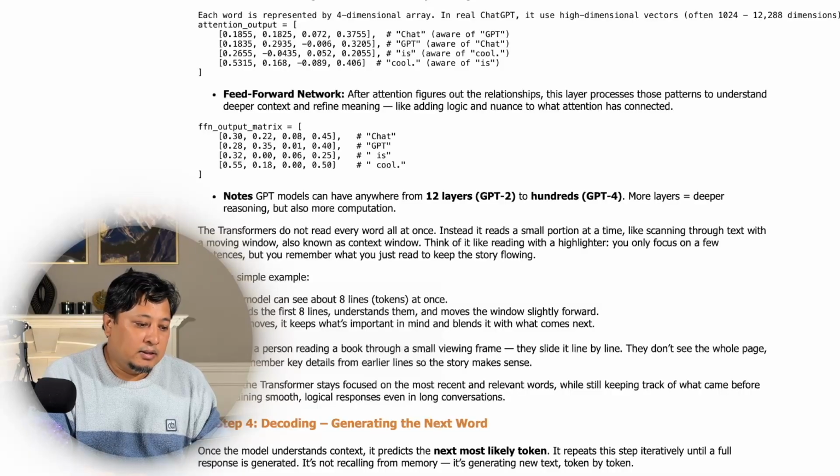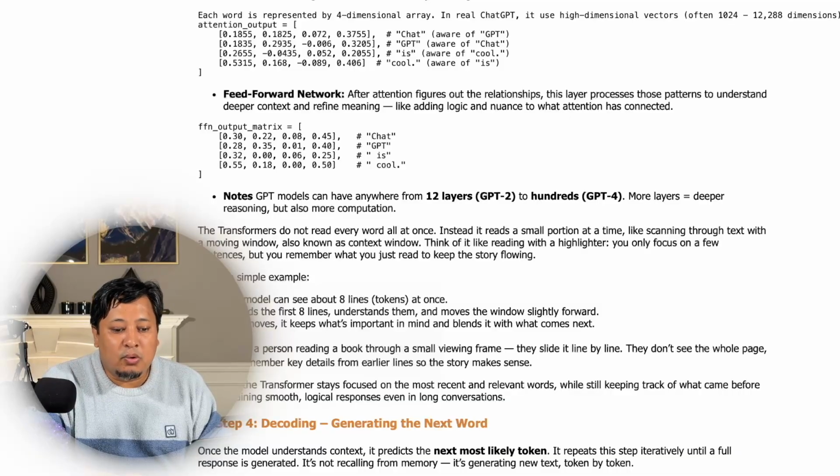To highlight, the transformers do not read every word all at once. Instead, they read a small portion at a time, like scanning through text with a moving window, also known as a context window. We can think of it as reading with a highlighter. You only focus on a few sentences, but you remember what you just read to keep the story flowing.